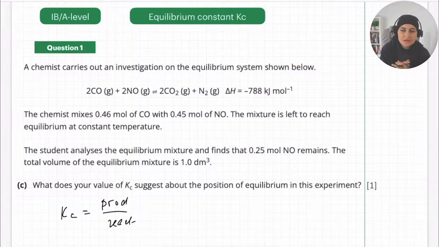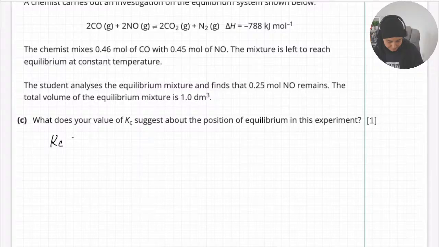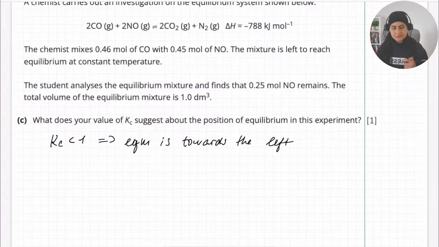If it's less than 1, it means that the numerator is smaller than the denominator, and it means that equilibrium lies to the left. So the forward reaction is not really favored. If Kc is large, then you have a lot of products, so the numerator is large, the denominator is small, and not many reactants. It would mean that equilibrium lies to the right. Okay, that's how we explain it, it's just one mark. So we say that Kc is less than 1, which means that equilibrium lies towards the left.